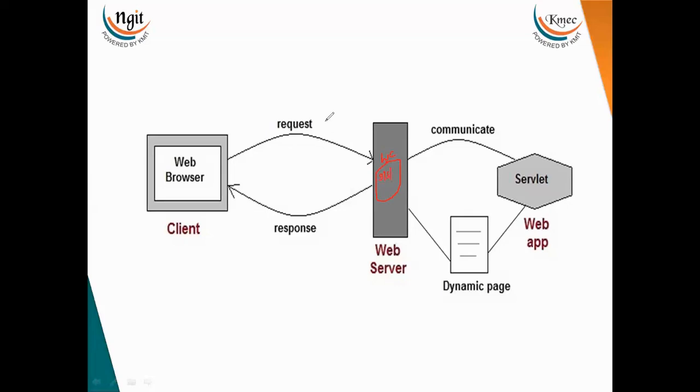So whenever we send some request, it will identify which servlet the request is for. It communicates with that particular servlet, and that servlet will generate the dynamic page, that is, the dynamic response. That response will be forwarded to the web server, and from the web server to the client machine. This is how we execute the servlet.